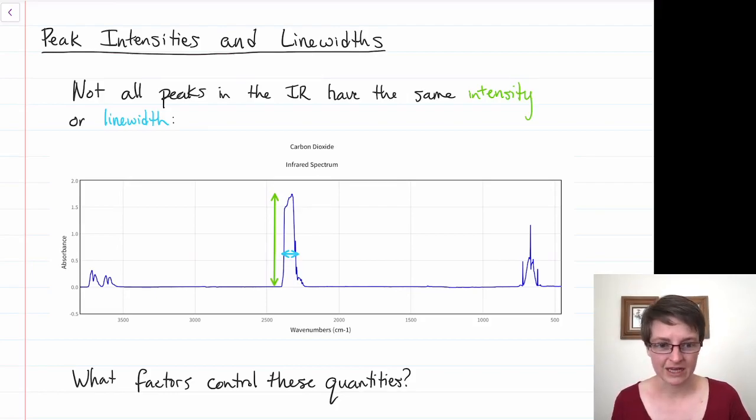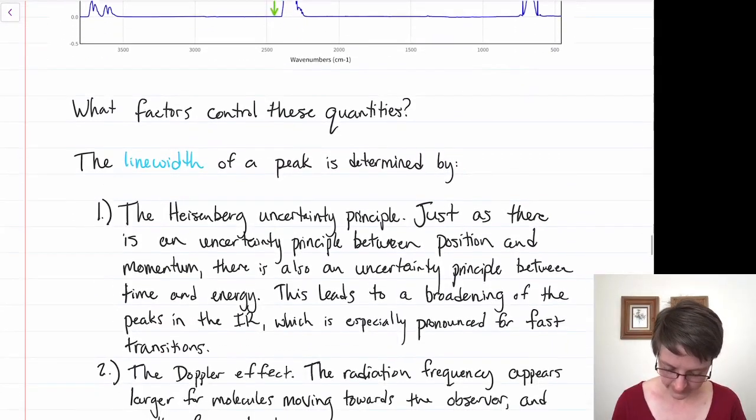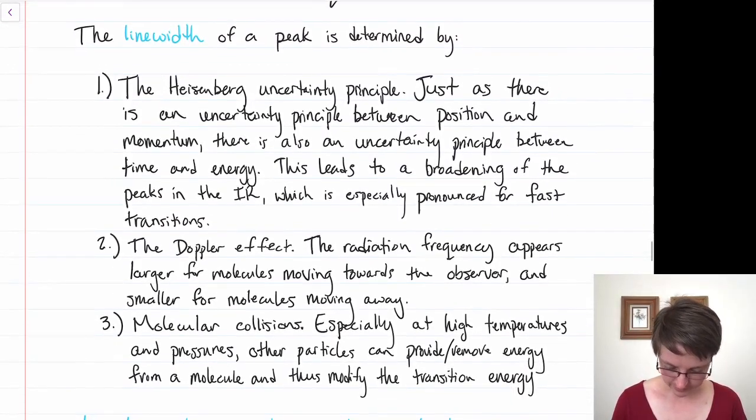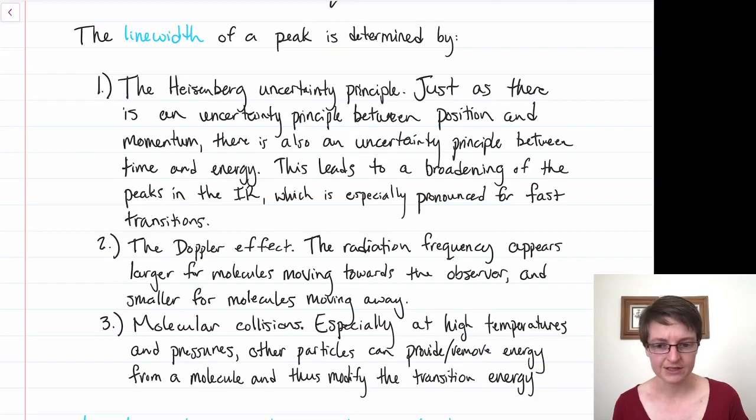We want to understand, in general terms, what factors control these quantities so that we can see if there's any useful information to be gleaned by either the intensities or the line widths that we expect to see in a spectrum. There's a couple of factors that determine the line width of a peak, and they are as follows. These are three of the big ones, but there might be additional factors that are relevant to different types of spectroscopies. One factor is our friend the Heisenberg uncertainty principle.